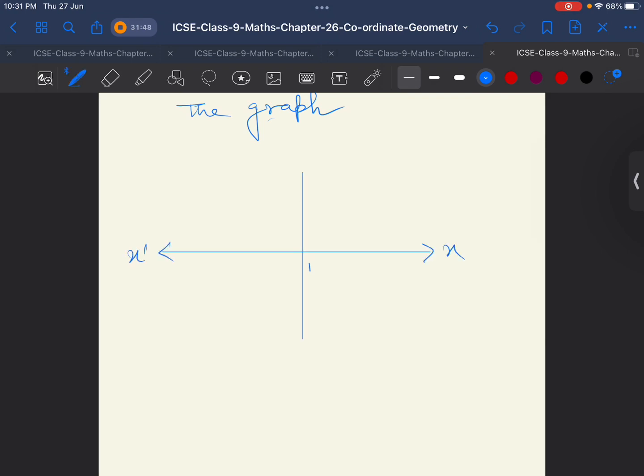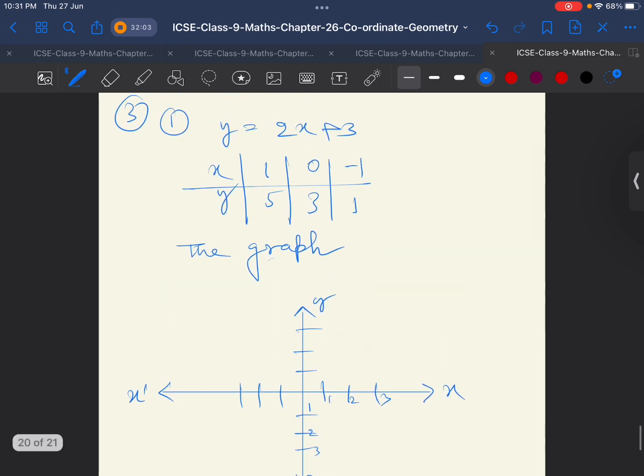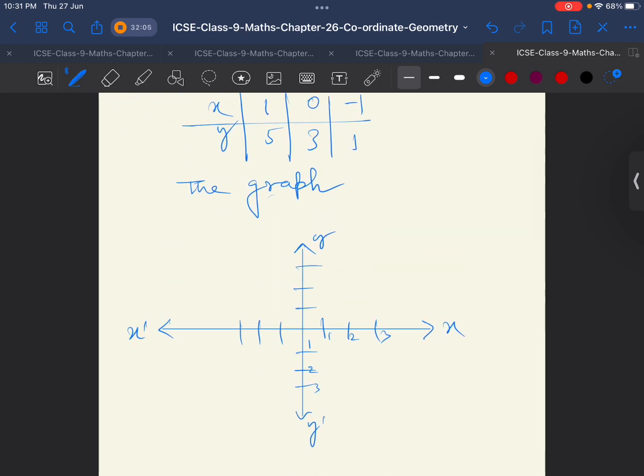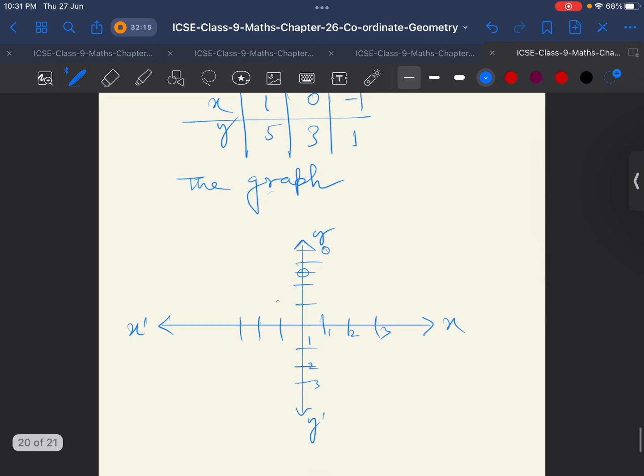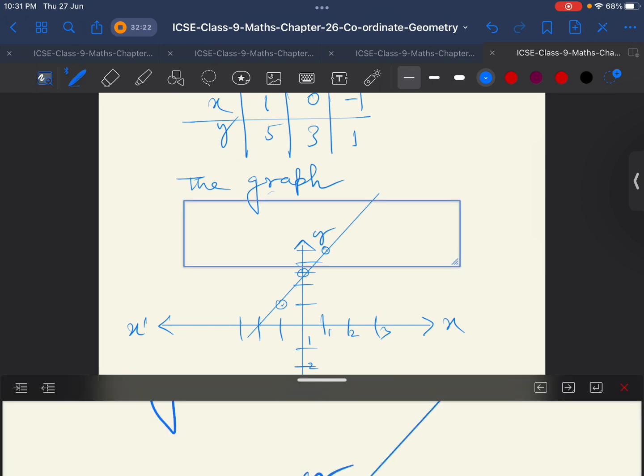Okay, so this is x and x dash, y dash, y. One, two, three, 1 2 3. So the point (1, 5) will be here, (0, 3) is here, and (minus 1, 1) is here. Now we draw a straight line. This is the straight line.